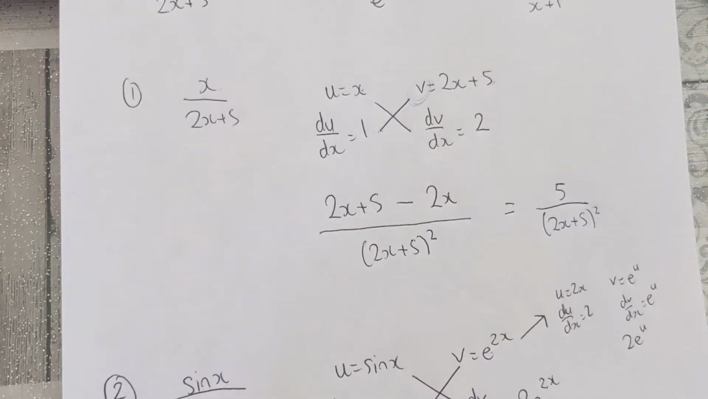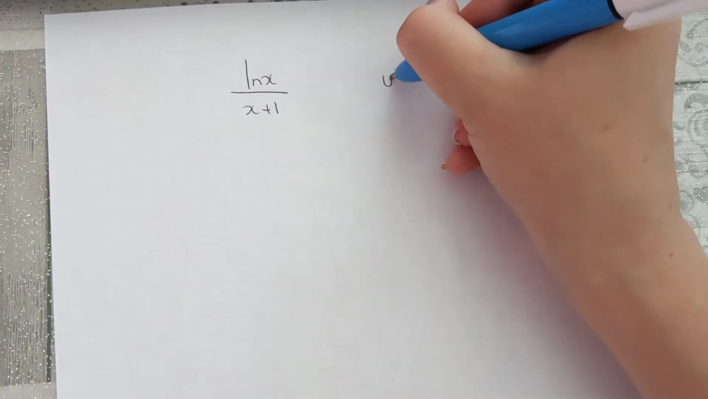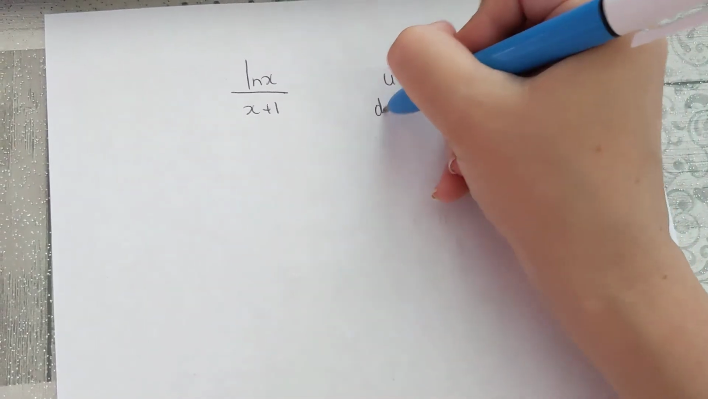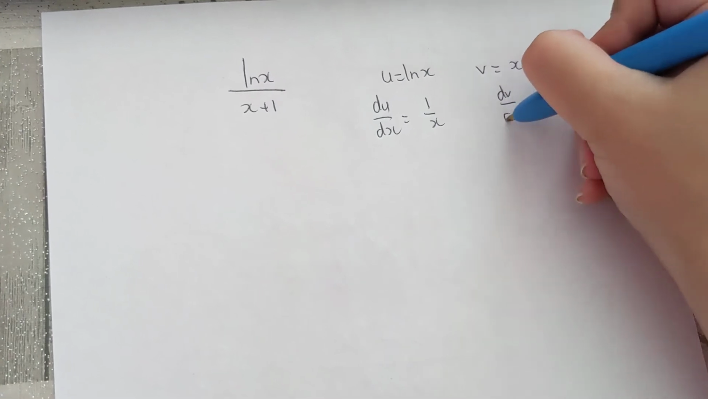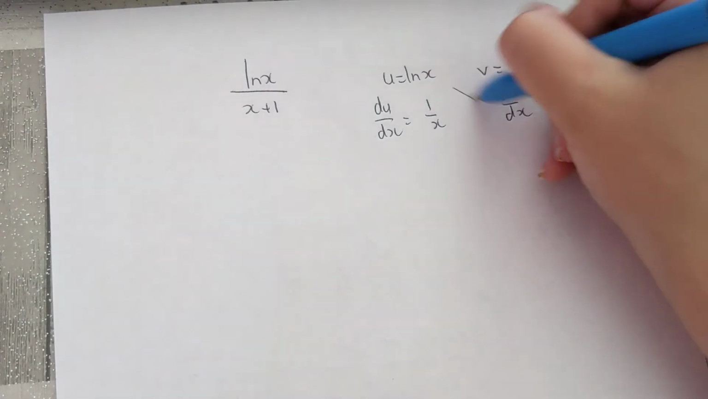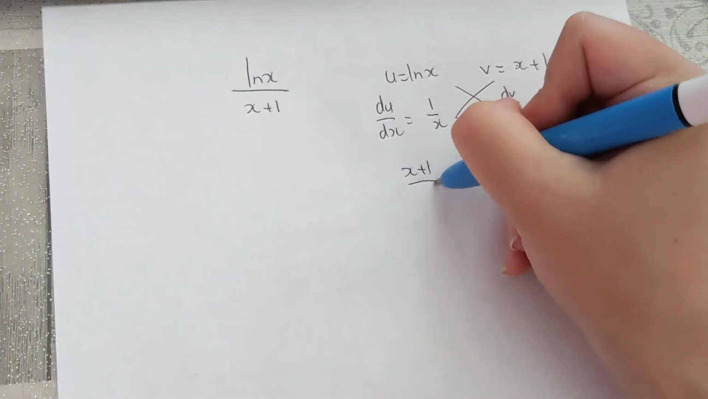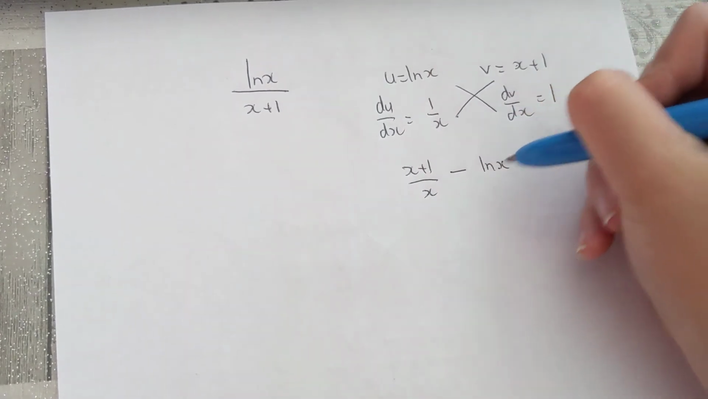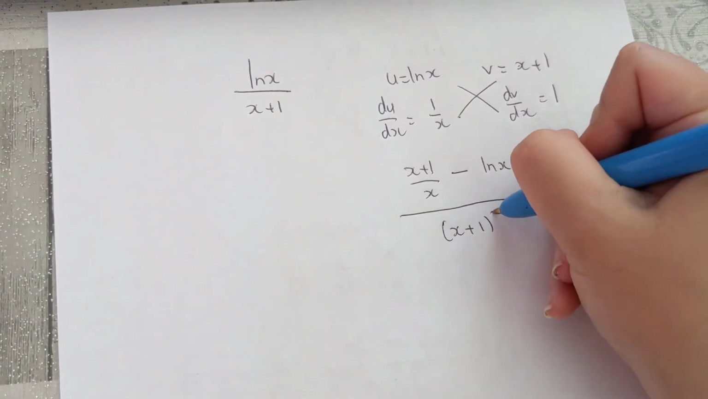So last one, I'll turn over for this. We've got ln x over x plus 1. You would say u is equal to ln x, v is equal to x plus 1. Differentiate both of those. So you're going to get 1 over x there, and x plus 1 differentiates to 1. So we're going to do v times du by dx. So it's going to be x plus 1 over x, minus ln x times 1, so minus ln x, and then that goes over v squared, so x plus 1 squared.